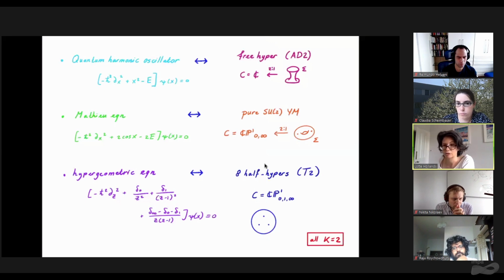It has a Lagrangian description. It corresponds to 8 half hypermultiplets. And its underlying curve, as we saw, is this 3-punctured sphere.